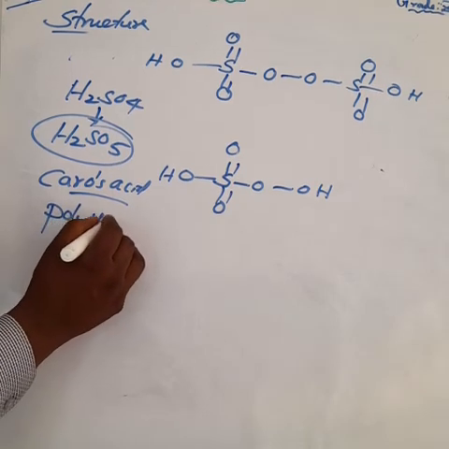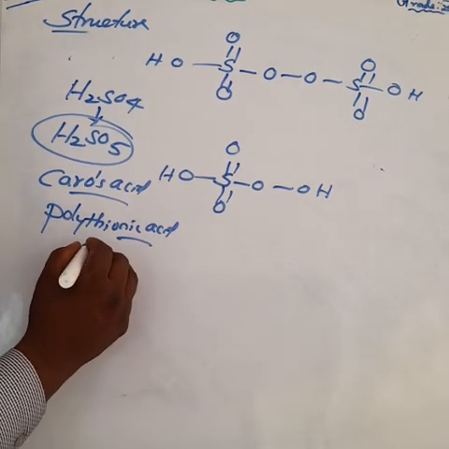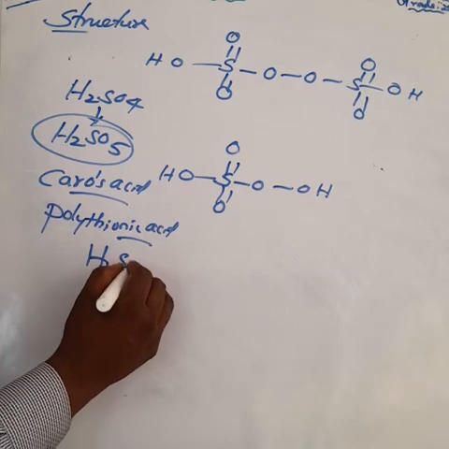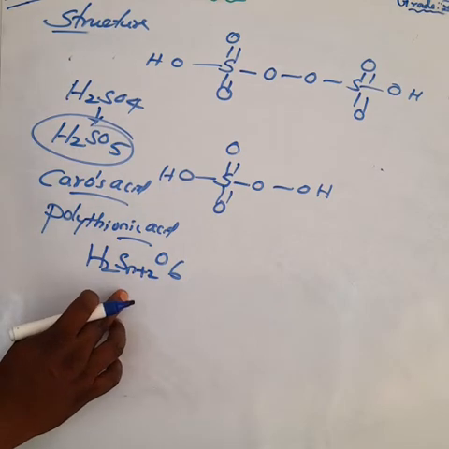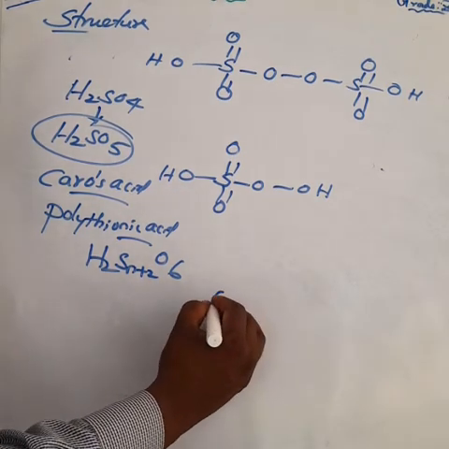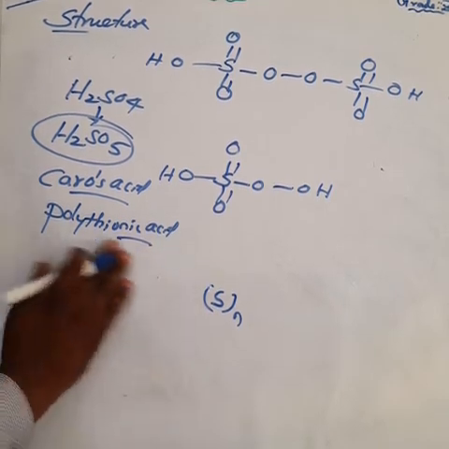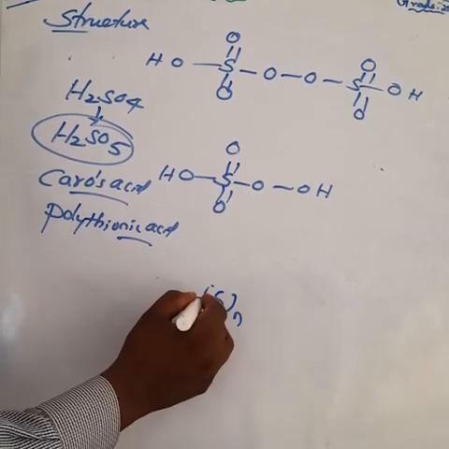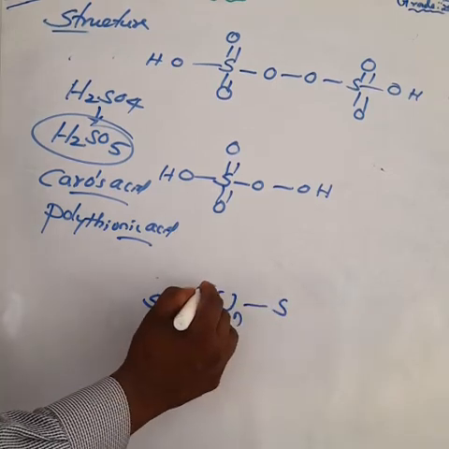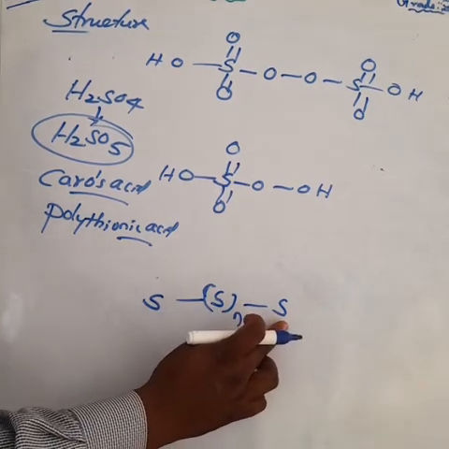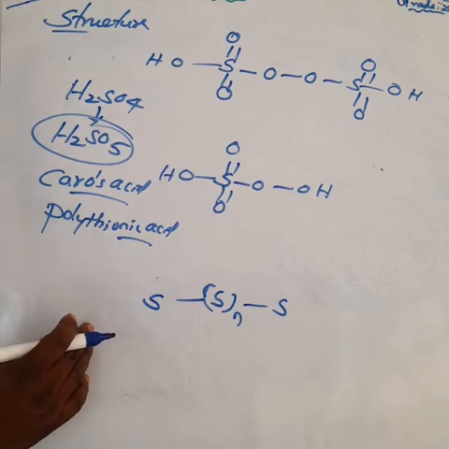Polythionic acid formula. Poly means more, okay. More than one sulfur, we say polythionic acid. H2SnO6 is the formula, with n plus 2 sulfur. Sulfur is n number. Am I right? So first you have to write sulfur, then again sulfur, n number. Write sulfur enclosed in a bracket, n number, again one more sulfur. So how much oxygen is there? 6 oxygen atoms.